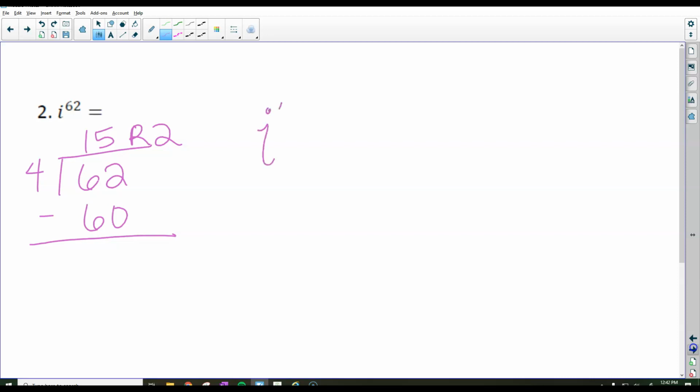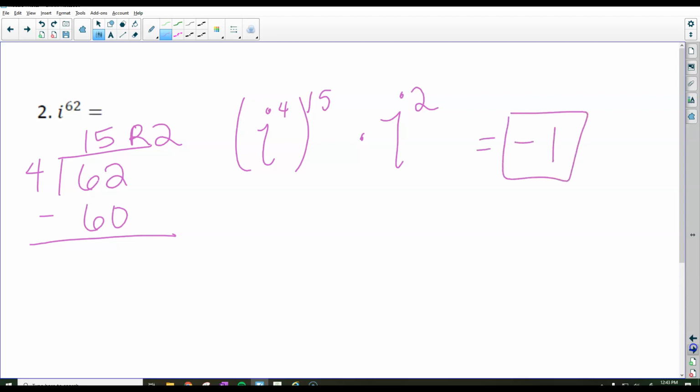So i to the 4th raised to the 15th power times i squared. It's all about the remainder. This part doesn't matter because that's a 1. What's i squared? That's it. That's the answer. -1. Remember, all of that is just a form of 1. And 1 times anything is just whatever it is.